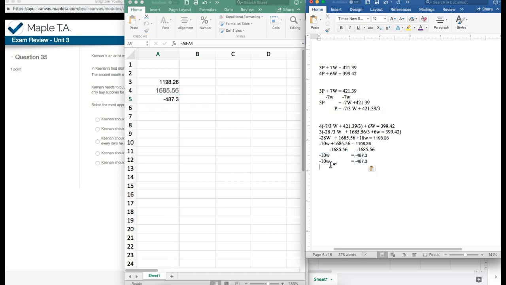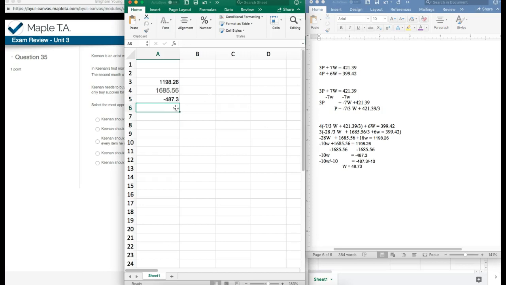So my next step here is divide by negative 10 and divide by negative 10. On the left-hand side, negative 10 divided by negative 10 is 1, and 1 times W is W. And then dividing this by negative 10, the negative divided by negative is positive, and dividing by 10 moves the decimal place back 1, so I get 48.73.